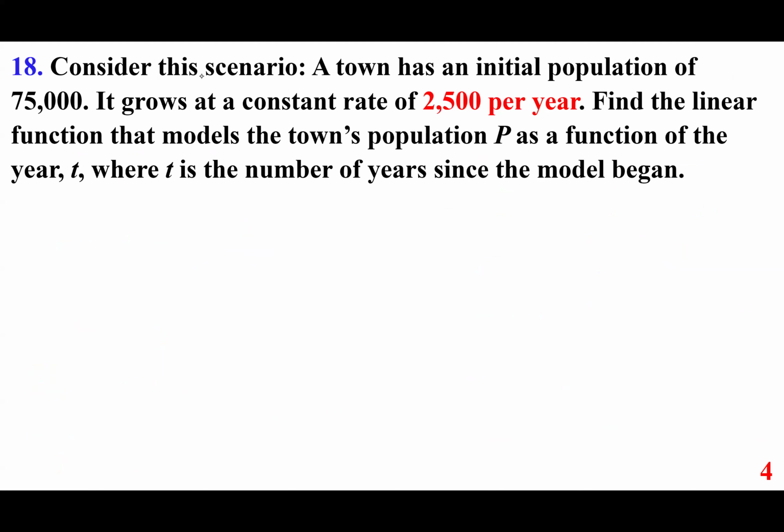Consider the scenario: a town has an initial population of 75,000. It grows at a constant rate of 2,500 per year. Find the linear function that models the town population P as a function of year t, where t is the number of years since the model began. So in essence, we are using y equals mx plus b. That's the concept, everybody.